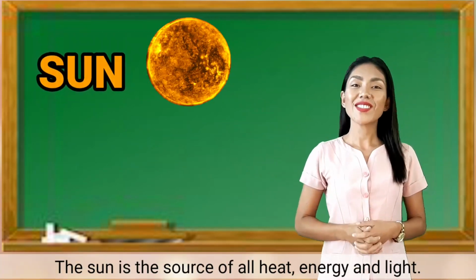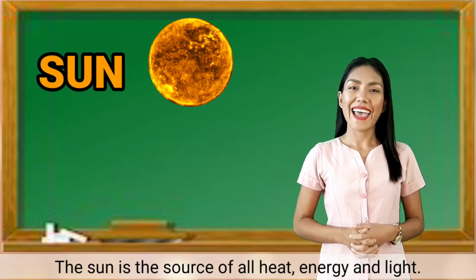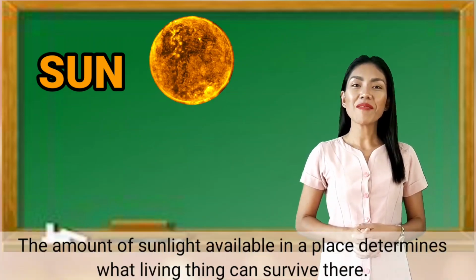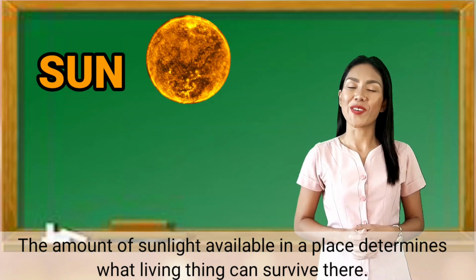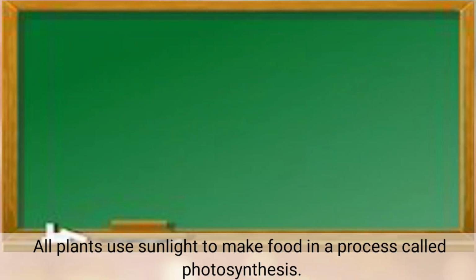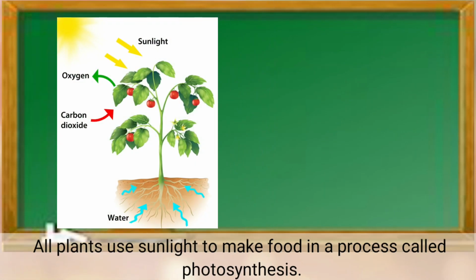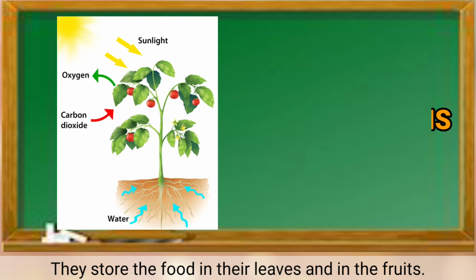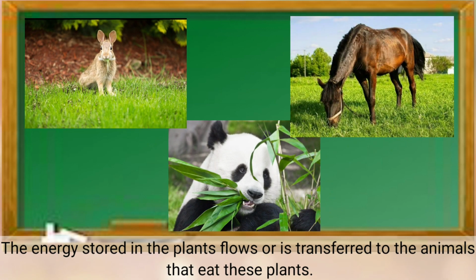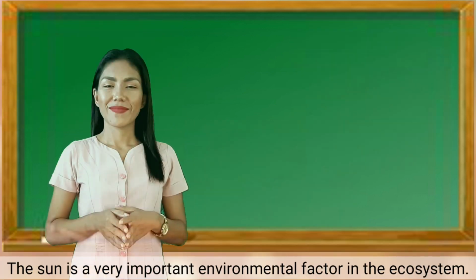The sun. The sun is the source of all heat, energy, and light. The amount of sunlight available in a place determines what living things can survive there. All plants use sunlight to make food in a process called photosynthesis. They store the food in their leaves and in the fruits. The energy stored in the plants flows or is transferred to the animals that eat these plants.